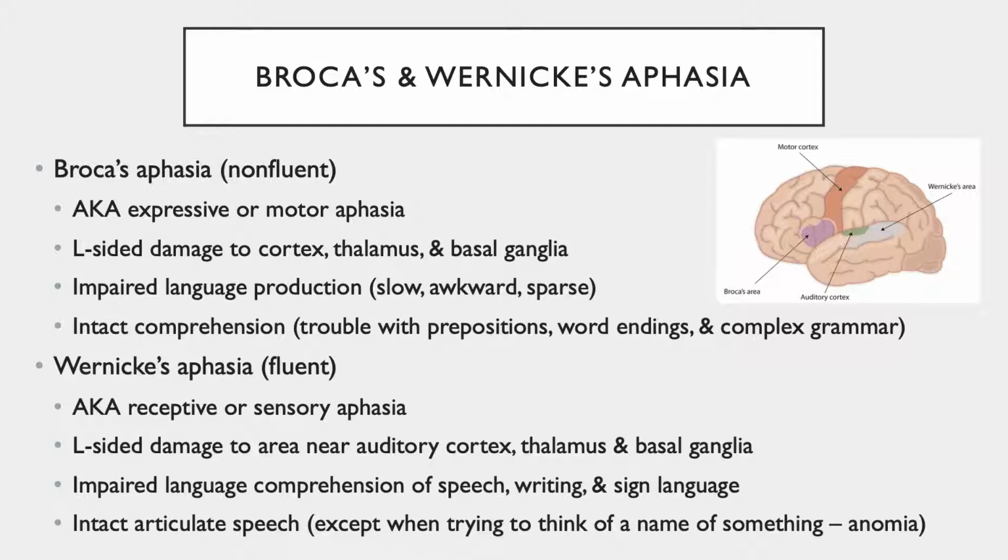People with Wernicke's aphasia have impaired language comprehension in terms of speech, writing, and sign language. With that said, they do have intact articulate speech, but oftentimes will experience difficulties with anomia. They're trying to think of something and they can't quite come up with what word they're trying to come up with. To compensate for anomia, oftentimes individuals with Wernicke's aphasia will describe the thing that they cannot think of the term for.